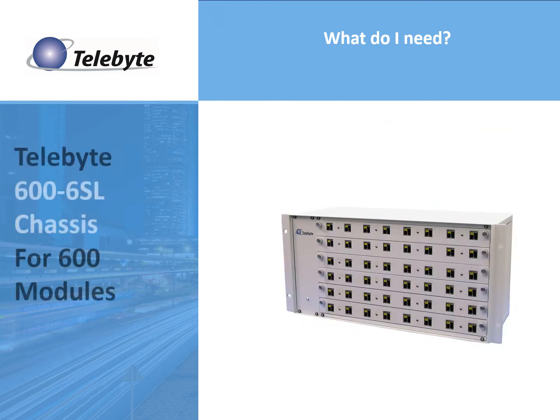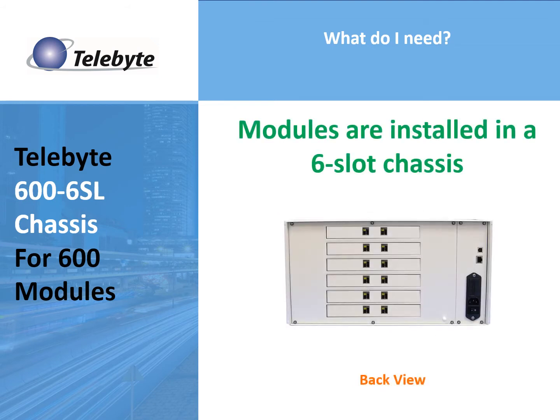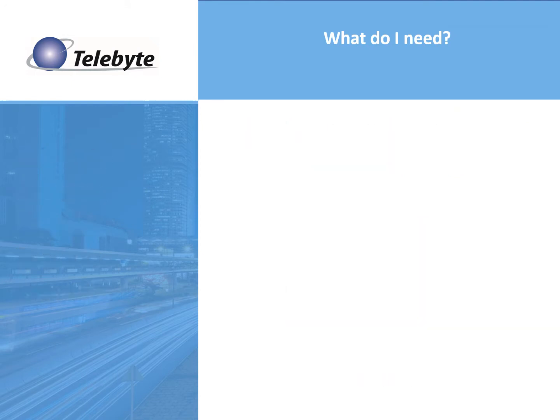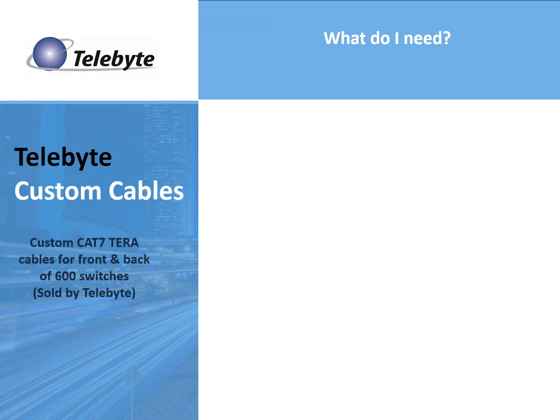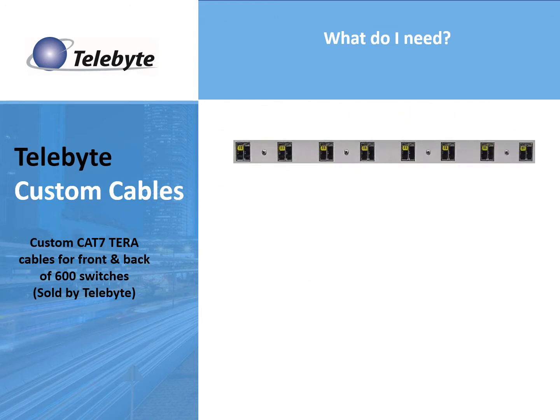Our 6 modules are installed in the 600 6SL 6-slot chassis. This compact chassis is only 4U high and fits into a 19-inch rack. The 600 switching modules use Cat7 Terra connectors that accept up to 4 twisted pairs. This allows for the compact design.